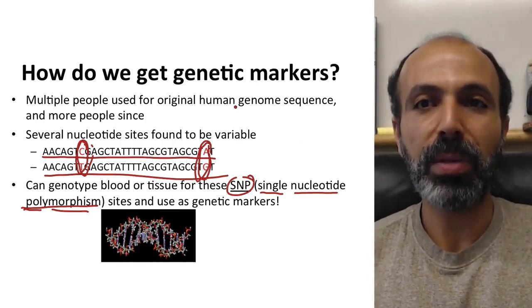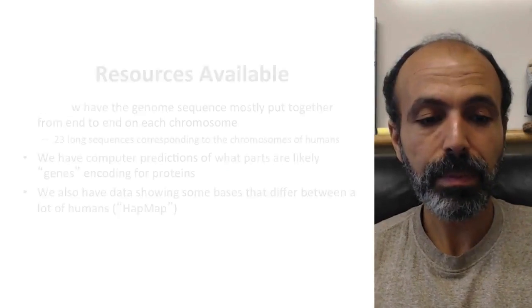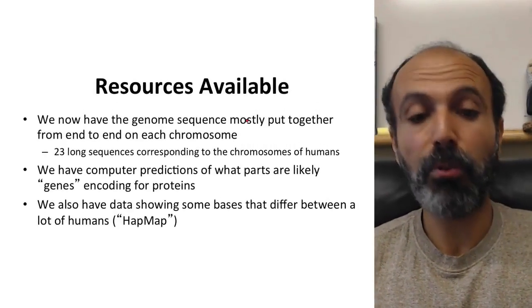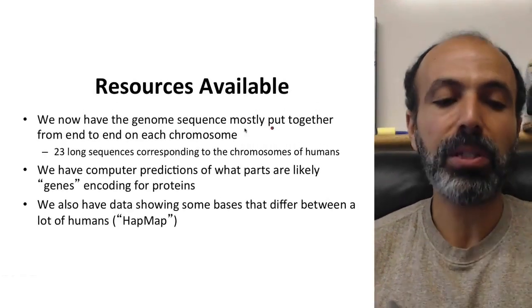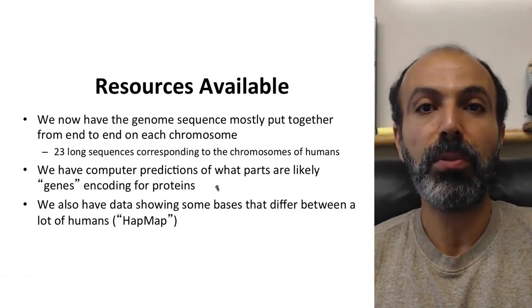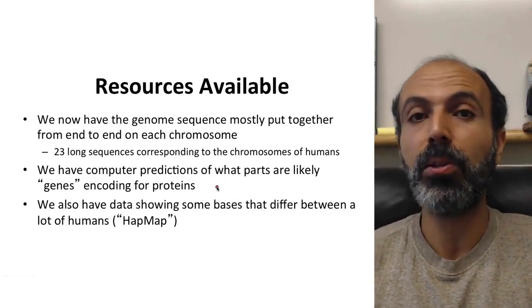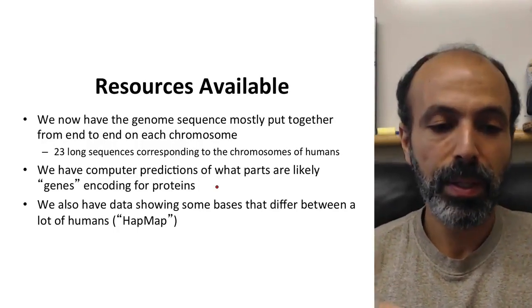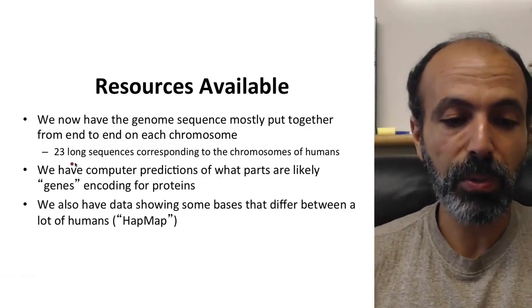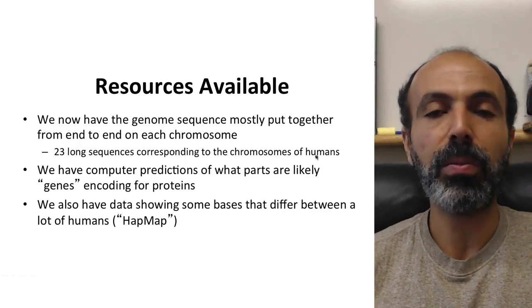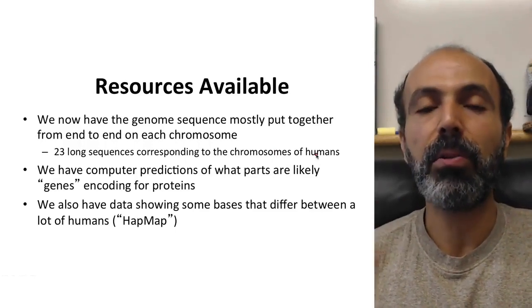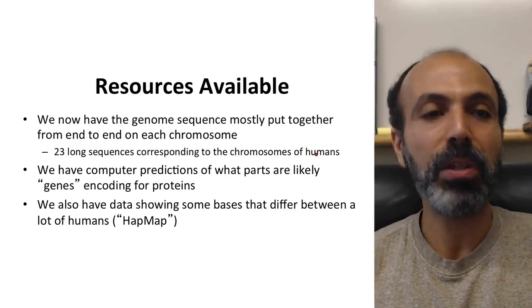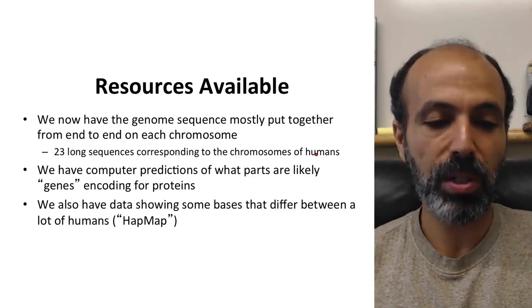So what resources do we have? Well, we have many. First and foremost, we now have the genome sequence mostly put together from end to end on each chromosome in humans. Now, I'm emphasizing humans in this case. The same principle of genetic mapping can be applied to any organism. In the case of humans, we have 23 long sequences corresponding to the chromosomes. There are some areas that are not very well assembled, and there are some potential errors in there, but this is a very strong starting point.